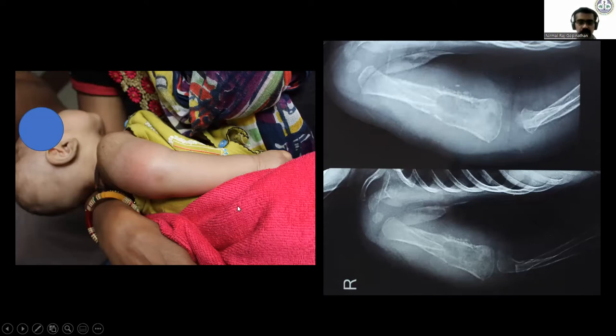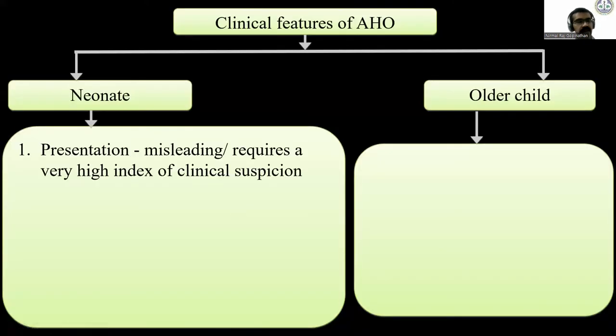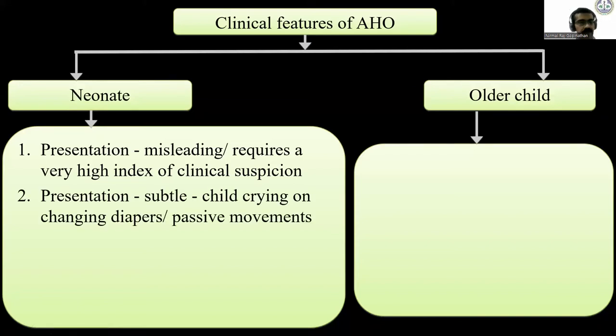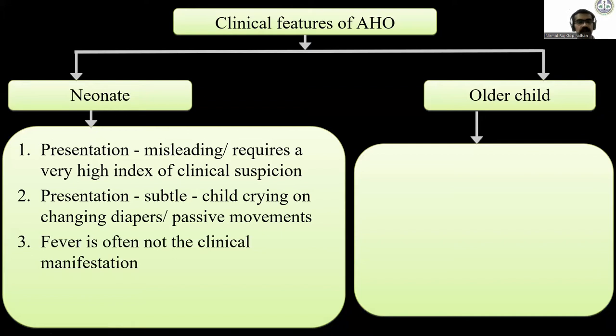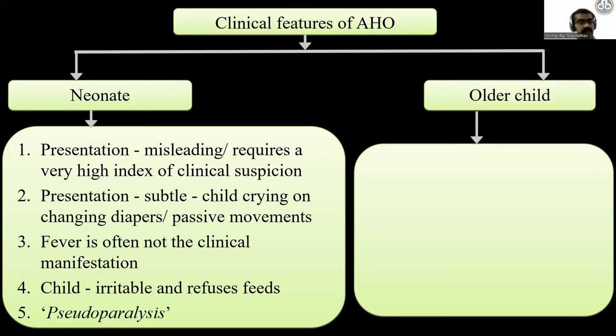So with these neonates, you have to have a very high index of clinical suspicion, because they may be misleading, and the findings may be subtle, like the child crying on changing diapers if the lower limb is involved, or crying on passive movements of the upper limb when you are trying to change the clothes, etc. Fever, which is commonly seen in an older child, is not present in a neonate. And the child may be irritable and refuse feeds, and have a pseudoparalysis, that is, the child may not move the involved extremity, the upper or lower limb, when there is an underlying disorder.